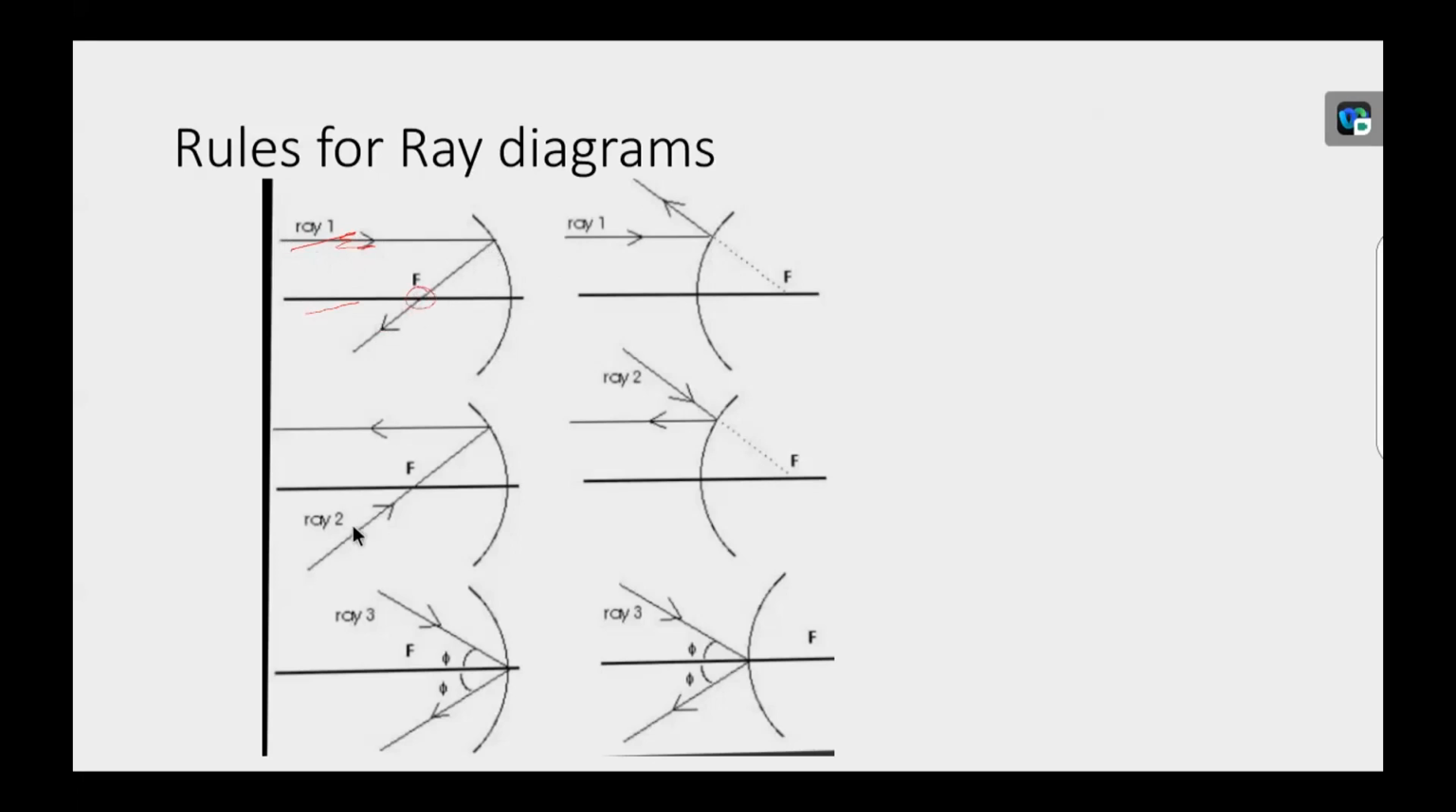The second rule: this is the incident ray. The incident ray passes through the focus of the given concave mirror. It touches the concave mirror at some position and after reflection it will be parallel. The first rule and the second rule are just opposite to one another. A parallel ray falling on a concave mirror passes through the focus. Second rule: when a light ray passes through the focus, after reflection it is parallel.